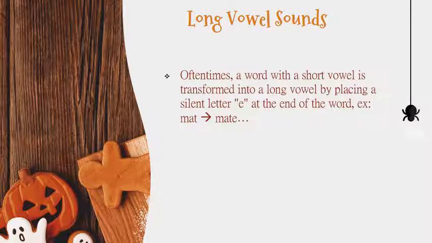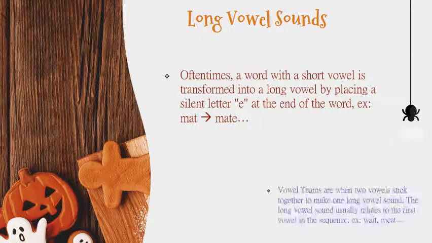First rule for the long vowel sounds: oftentimes a word with a short vowel is transformed into a long vowel by placing a silent letter E at the end of the word. When the word is one syllable, one part, when you add a silent letter E at the end of the word, the vowel before it will take the long sound, as in mat, mate. When we add the silent E at the end, it becomes mate. It takes the long sound A.